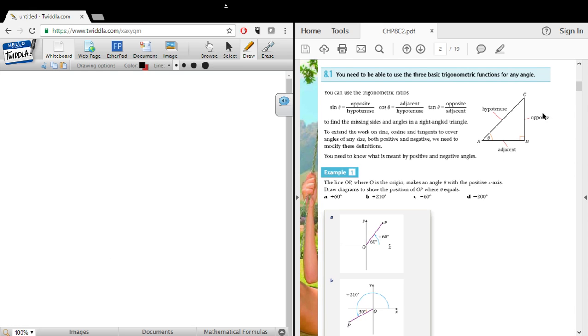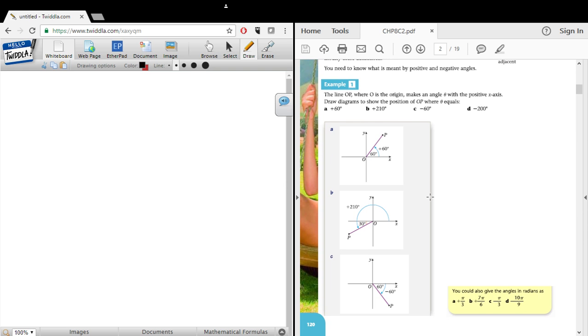And you can see that this is how it would be represented on a triangle. The opposite side is the opposite side of the angle. The adjacent side is the adjacent side of the angle, and the hypotenuse is what some people deem to be the longest side. But just remember that this is the opposite, this is the adjacent, and what's left is going to be the hypotenuse. And so you can figure this out.